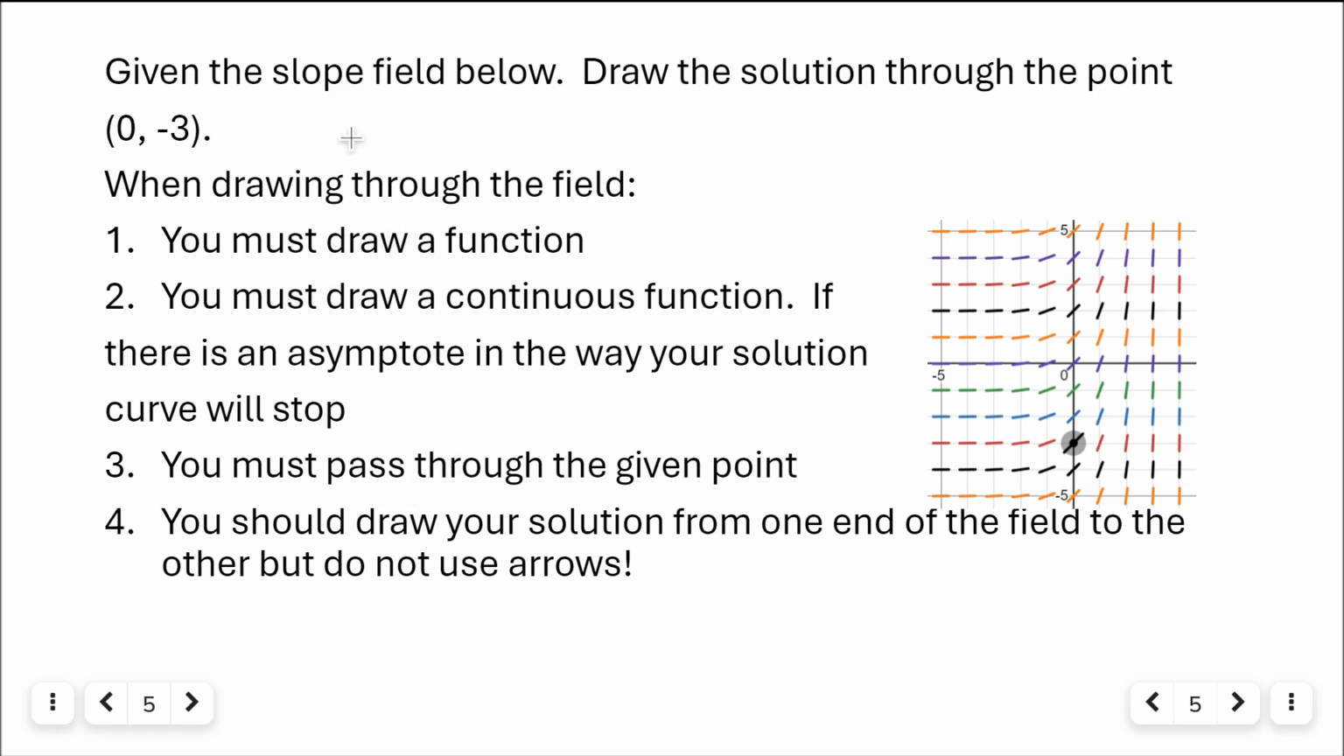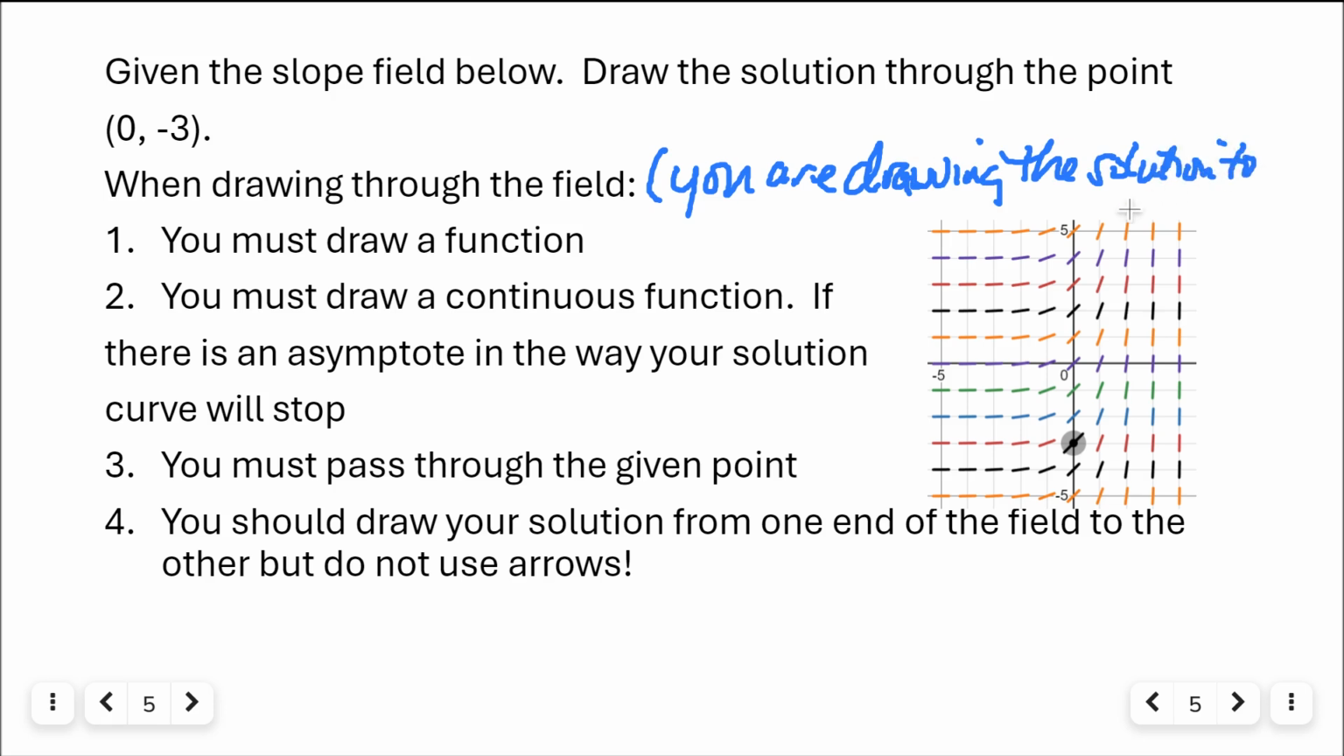Now, given the slope field below, draw the solution through the point (0, -3). There are a few things you need to know about drawing through the field and what you are drawing. When drawing through the field, you are drawing the solution to the differential equation. You're drawing its solution.